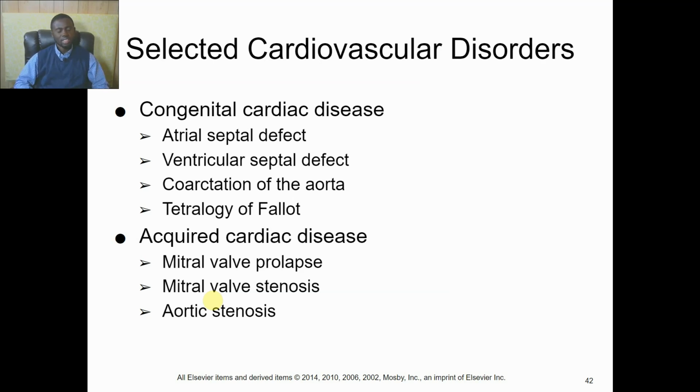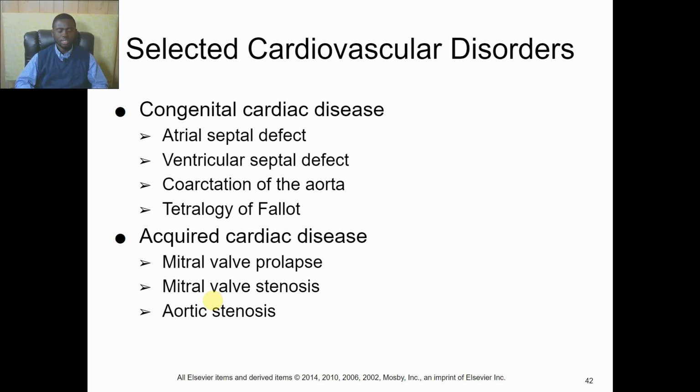Atrial septal defect is a defect in the wall between the left side of the heart and the right side of the heart. And most of the time that allows for cross-contamination of oxygenated and deoxygenated blood. The same thing happens with ventricular septal defect. And with tetralogy of Fallot, it's a cascade of conditions that are present, and these include the atrial septal defect, the ventricular septal defect, the coarctation of the aorta.